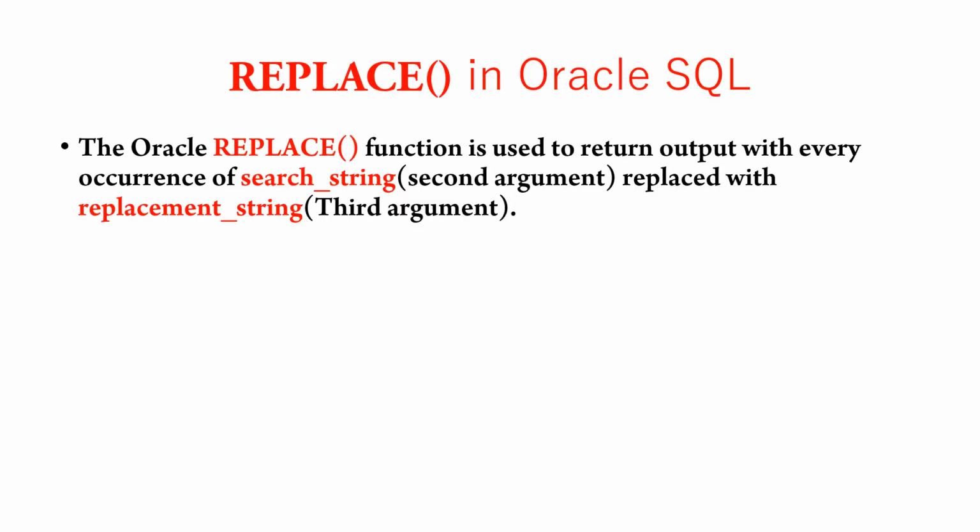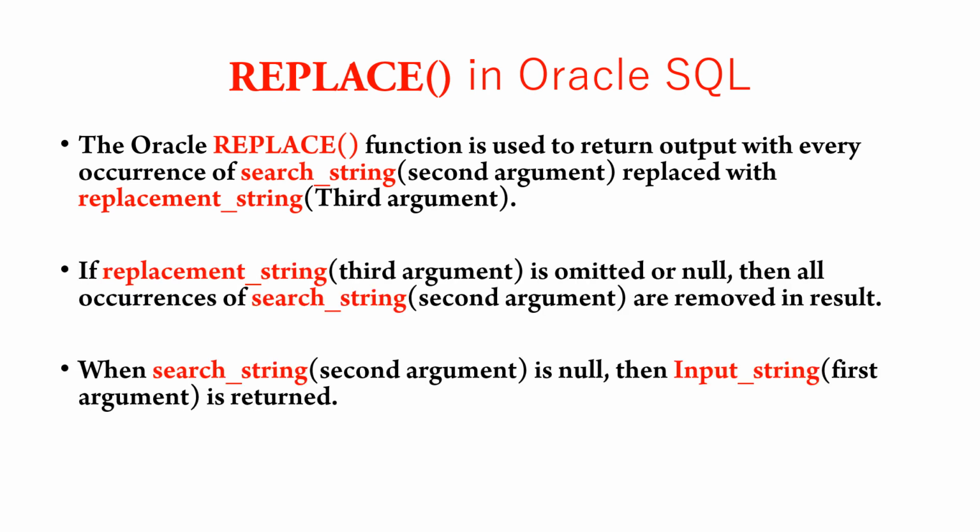Let's get started. The Oracle REPLACE function is used to return the output with every occurrence of the search string replaced with the replacement string, which means, similar to the TRANSLATE function, we will have three arguments in the REPLACE function. One is the input string, the second is the search string, the string you want to change, and the third argument is the replacement string, the string you want to change it with. Say for example, my search string is A and my replacement string is X. When you run the query, the A will get replaced with X.